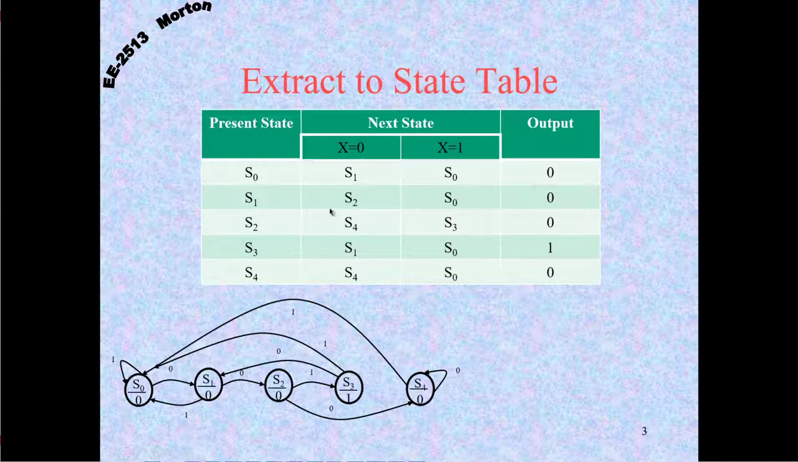Now, in this case, the state table has 5 states, S0, 1, 2, 3, 4, and we can take all the information straight from the state graph. So in state S0, on a 0, we're going to S1, and on a 1, we're staying there. S1, S0, and what are we outputting? A 0, because the output is directly associated with the state.